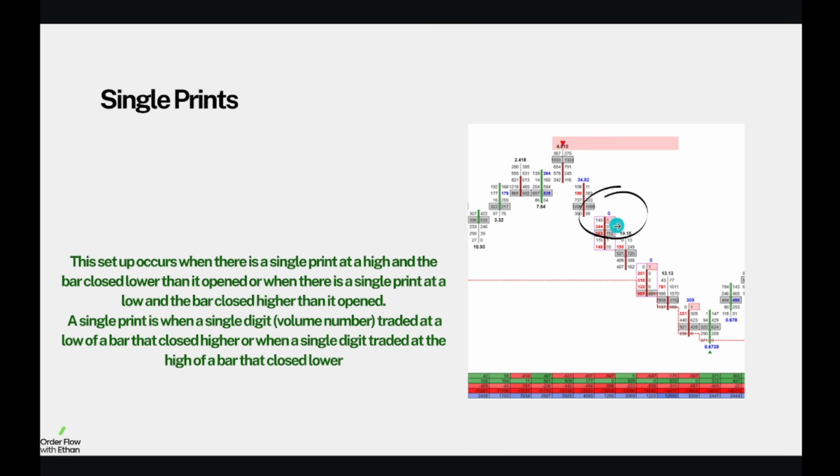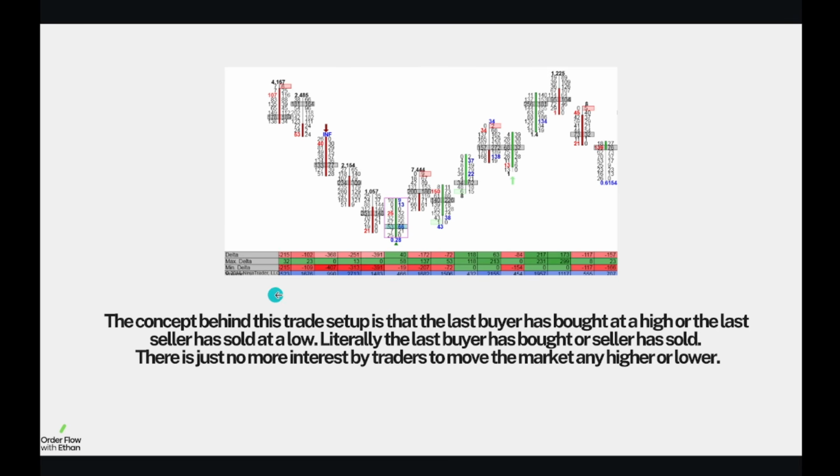So every time you see such a highlight here, it's because we installed it on the software for you guys, so you can see it when you're trading the order flow. The concept behind this trade setup is that the last buyer has bought at a high, or the last seller has sold at a low. Literally, the last buyer has bought or seller has sold. There is no more interest by traders to move the market any higher or lower.